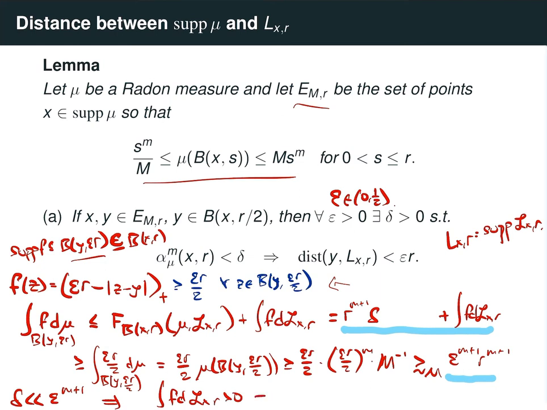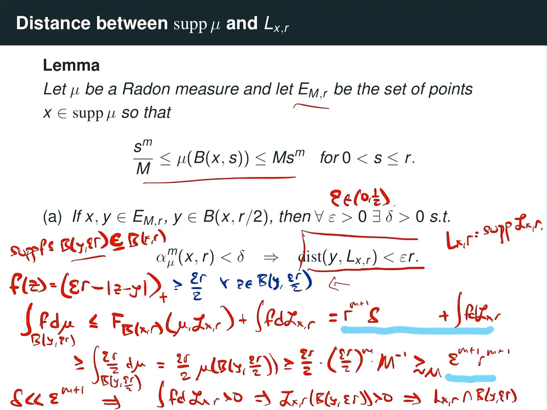And if that happens, that implies that L_{x,r} of the support of f, which is a ball centered at y of radius epsilon r, must be bigger than 0. But then that implies that the support of curly L_{x,r}, which is L_{x,r}, intersects this ball. But if it intersects this ball, that means that the distance between y and L_{x,r} must be less than epsilon r, and that proves this property.